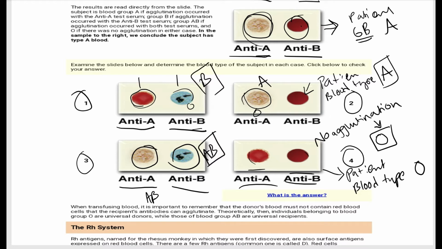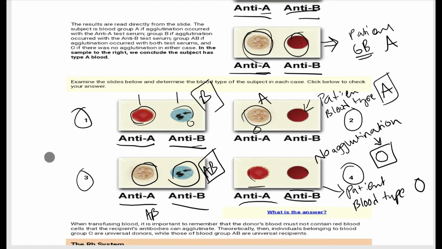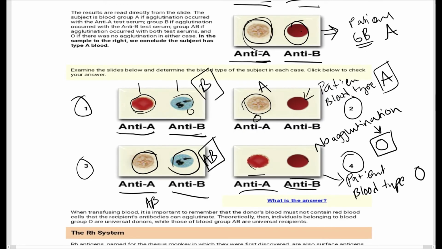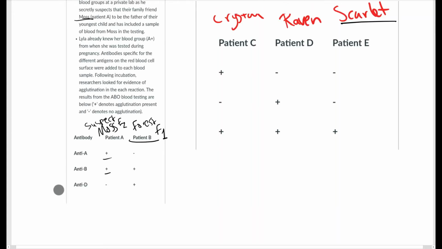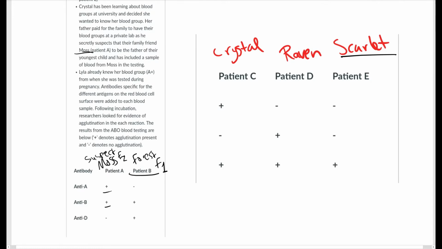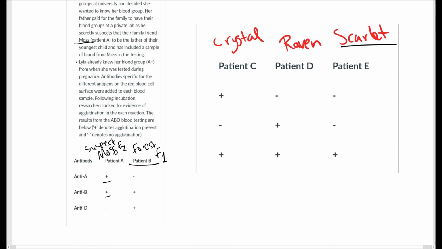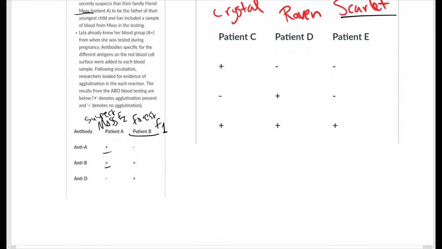So now you have it there, the four blood group types and how they look actually on a slide. So now going back to our question, now we have to figure out the blood group types for each of our patients, patient A, B, C, D, and E.